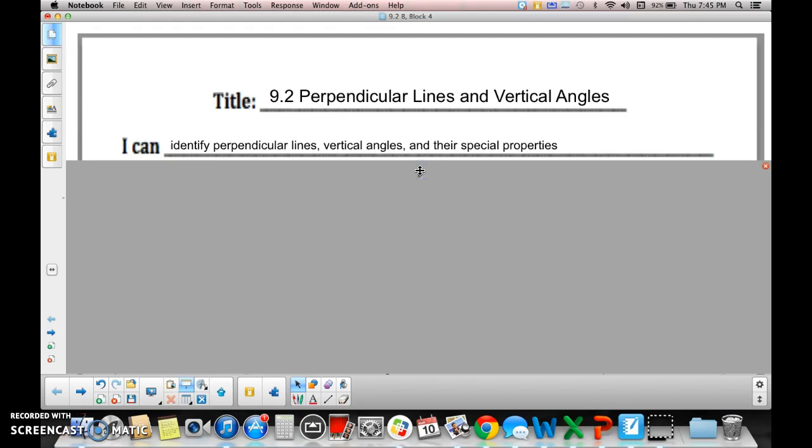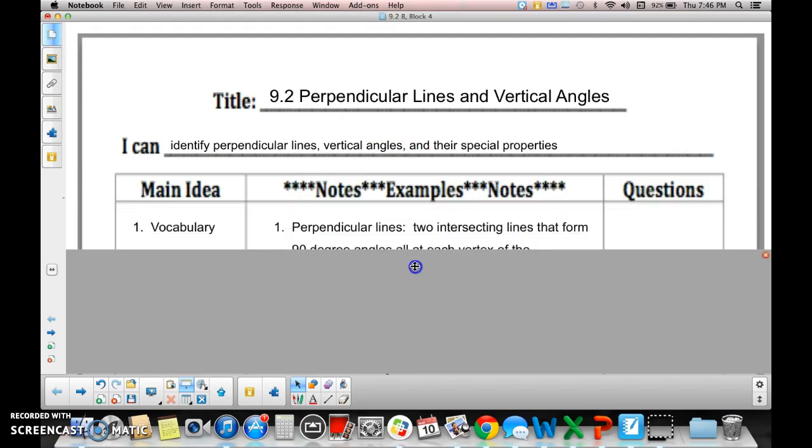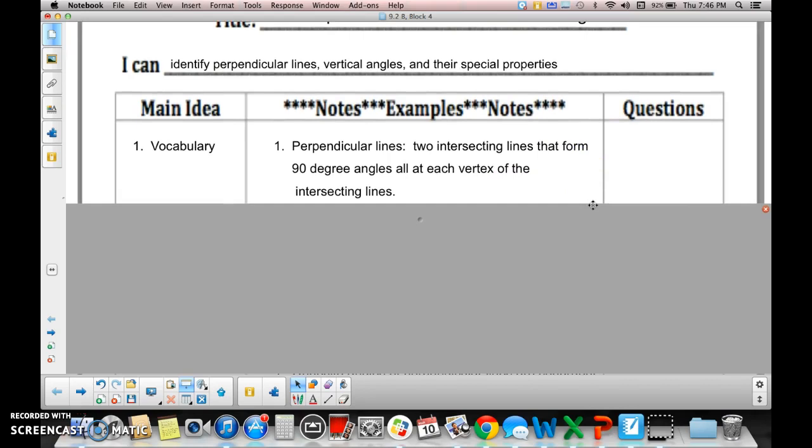You have 9.2 perpendicular lines and vertical angles for your title, and then you have the I can statement: I can identify perpendicular lines, vertical angles, and their special properties. Looks very familiar. First thing we're going to do is talk about vocab. So main idea number one is going to deal with vocab, and our first word is perpendicular lines.